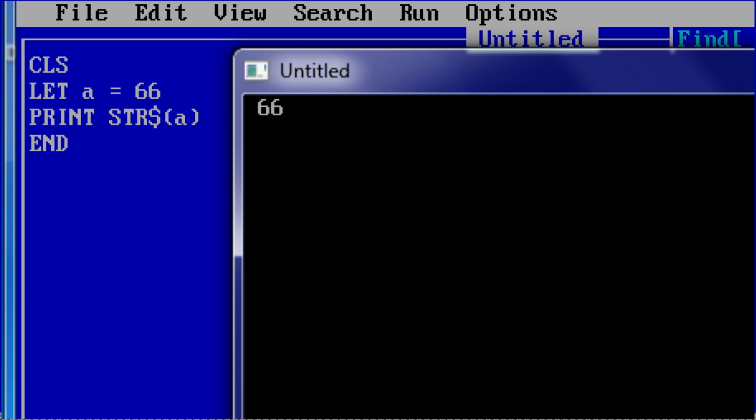Here a equals 65, so here is str dollar a, which means it makes it a string. Now 66 is a string, so it will not function like a number. We cannot add 66 to another number because now it functions like a string.